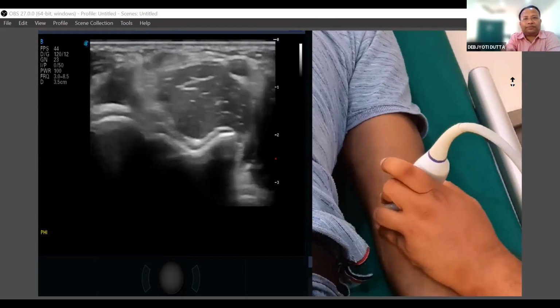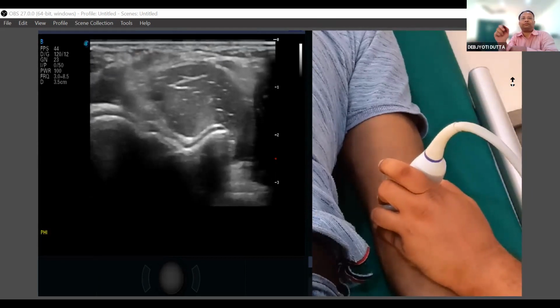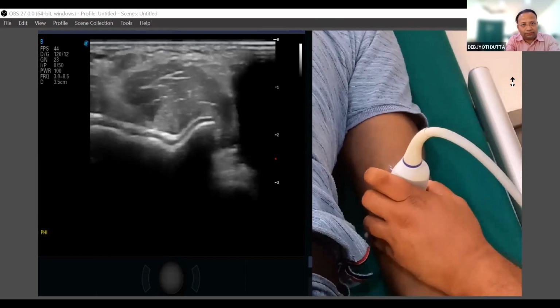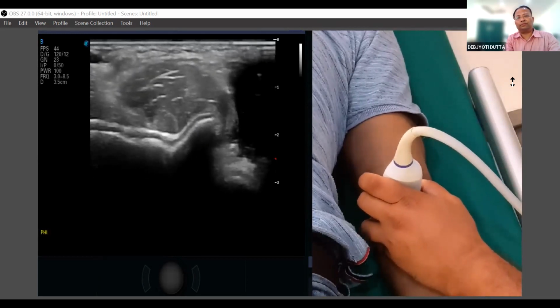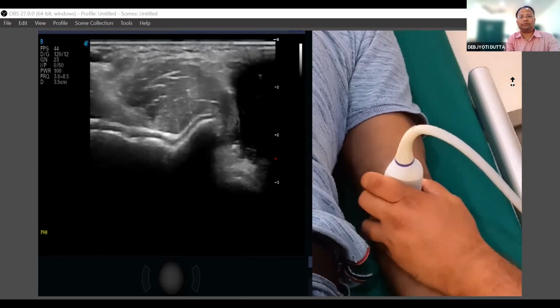So here you are able to see another muscle at the medial side. Okay, that is comparatively hypoechoic in relation to the brachialis, and this is the pronator teres muscle. And what you are able to see is the interface or the junction between the brachialis and pronator teres.